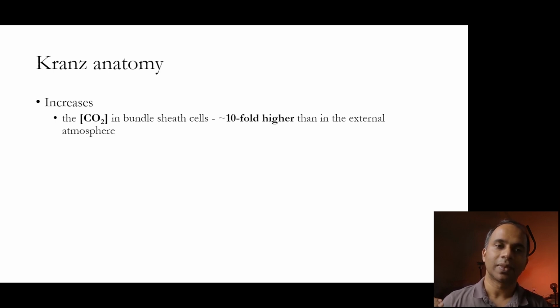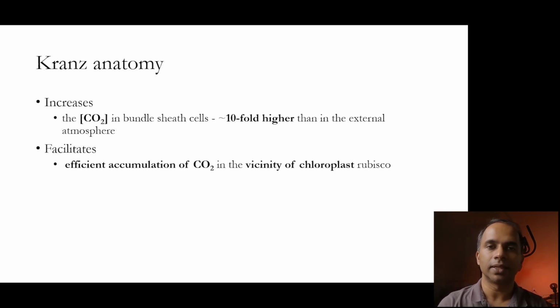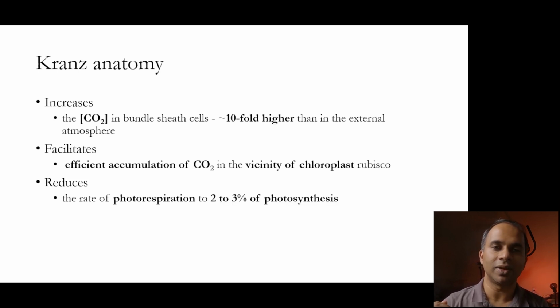And this is 10 times higher carbon dioxide concentration compared to the carbon dioxide level outside in the atmosphere. And as a result, it facilitates the efficient accumulation of carbon dioxide in and around the vicinity of chloroplast rubisco. And as a result, remember, the dual nature is going to get interrupted. So therefore, the photorespiration rate is going to get reduced to 2 to 3% of the total photosynthesis.